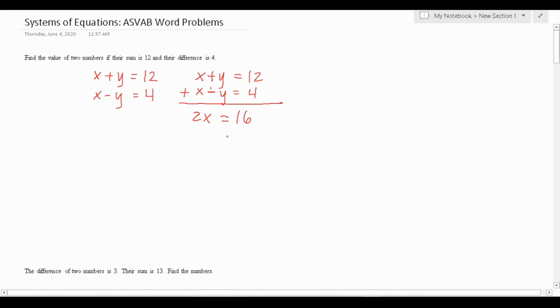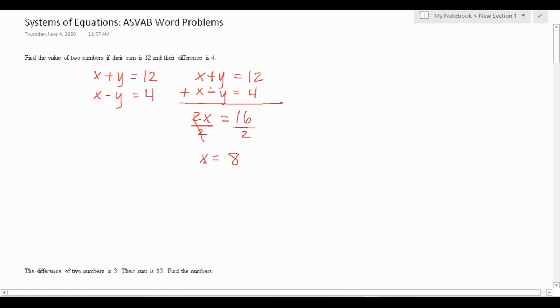Now we're solving for x. Divide both sides by 2, of course, to get x by itself. This crosses out. We're left with x equals 16 over 2, 16 divided by 2, which is 8. We're almost done. We found one of the numbers. That said, we have to find the other number.